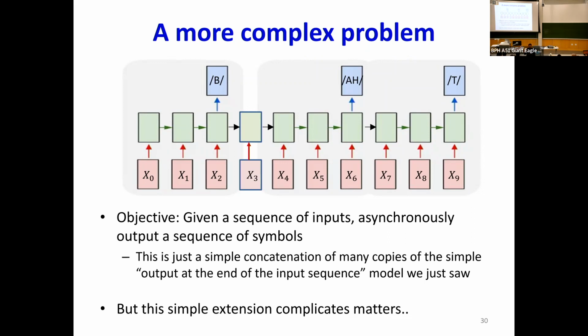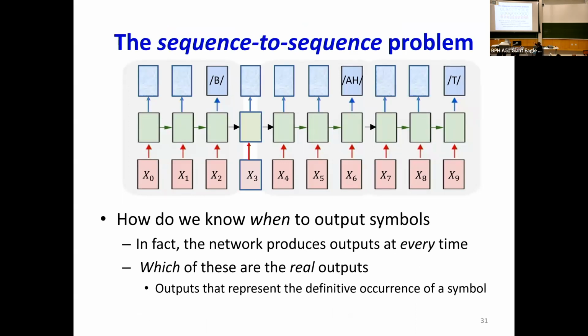Anyone? We don't know the length of the individual segments. All you're given is the entire input sequence, right? And so we don't know if the network is actually generating outputs at every time. We're just ignoring some of these and reading some of these. How do you know which ones to read? There's no clear answer. We have to come up with some mechanism to decide, right? So which of all of these outputs are the real outputs? I mean, which are these that represent definitive occurrences of a symbol? There's no a priori information about it.